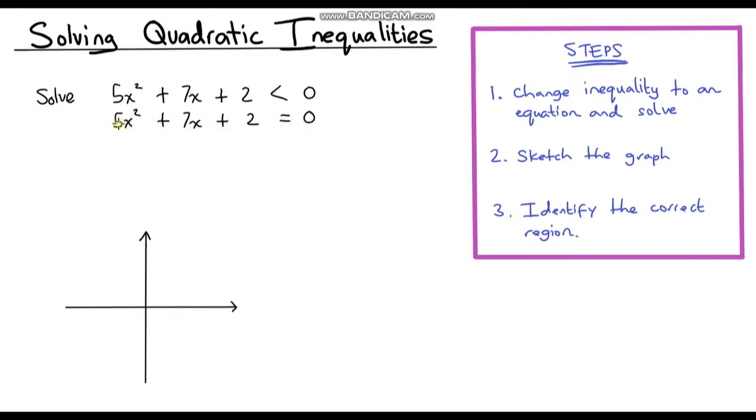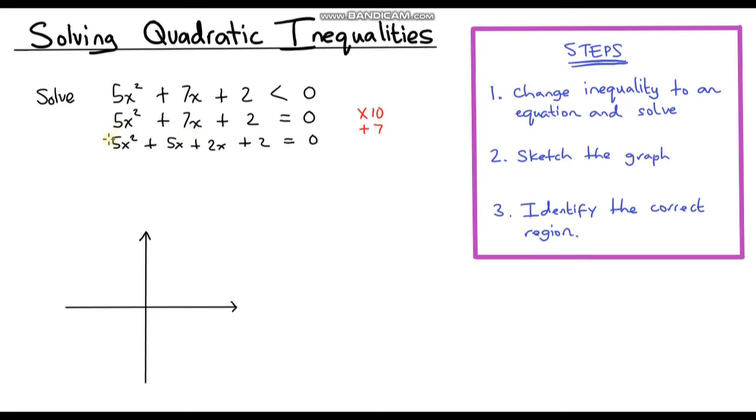So if we think about two numbers that multiply together to get 5 times 2, so multiply together to get 10 and add together to get this number, so add together to get 7. Well, if we think about it, 5 and 2 would work. 5 times 2 is 10 and 5 plus 2 is 7. So we can split this middle term up into 5x and 2x. So we'll be left with 5x squared plus 5x plus 2x plus 2 equals 0. Notice these two equations are exactly the same. I've just broken this 7x down into 5x and 2x.